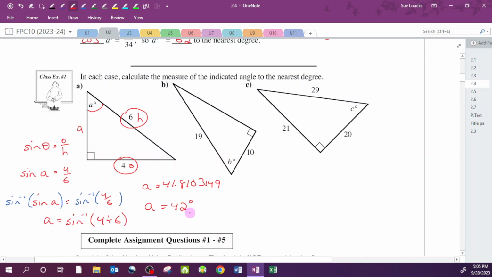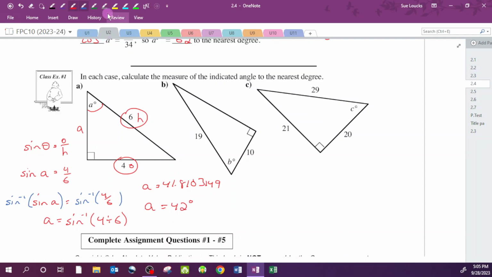And then we look at it and we go, does that make sense? Does that look like if the hypotenuse is 6, the opposite side is 4? It's about right. My angle looked like it could be 42 degrees. Yeah, that looks reasonable.